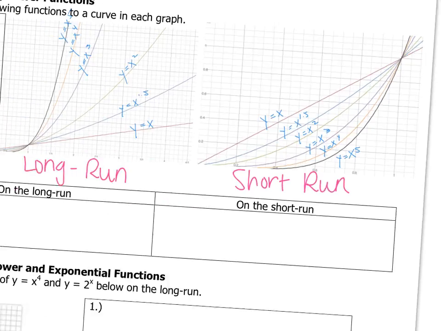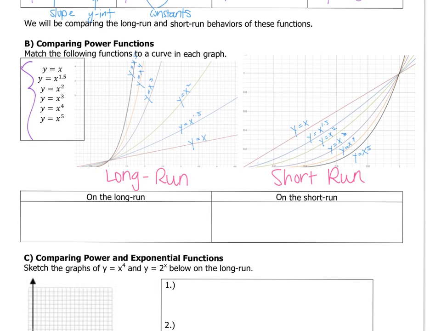So the whole point of having these two different graphs to look at, for a power function, because we're simply talking about power functions here, is that on the long run, which is what we're seeing here, higher powers dominate, meaning the higher the power, the quicker it grows.